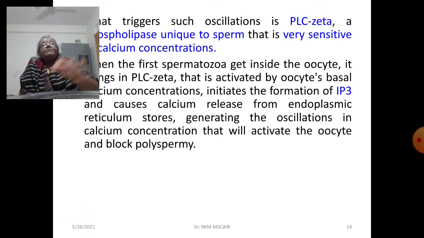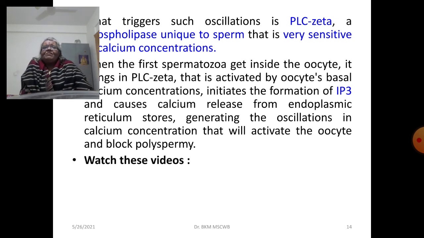and block the polyspermy. This may appear a little complicated. I don't see any complication, but still, if you study once or twice, listen to the video and study the material that I am going to supply to you, I think the concept should be clear.